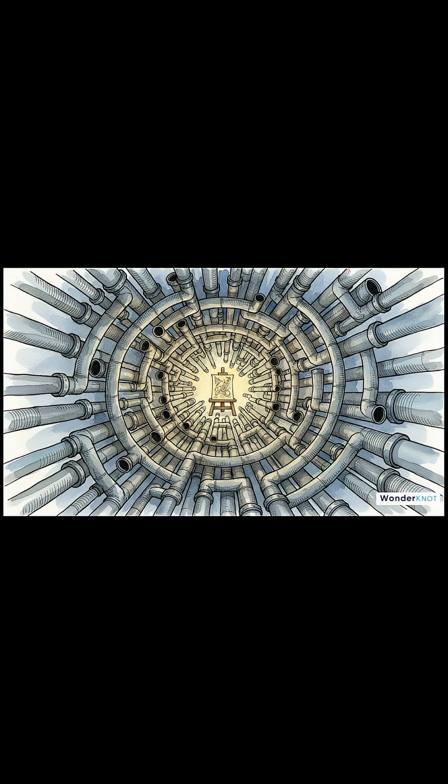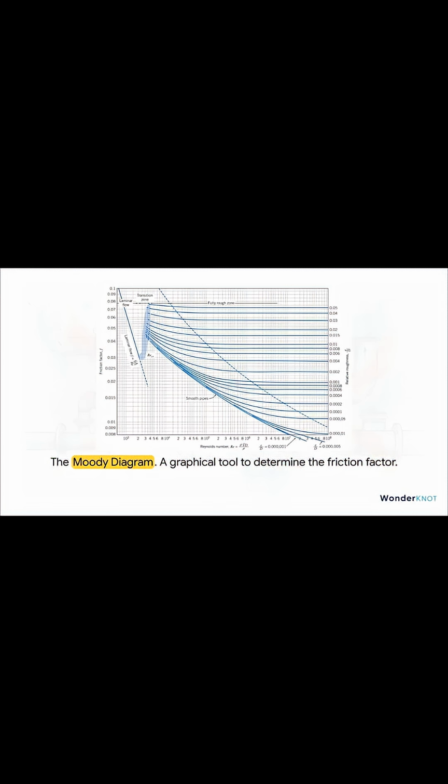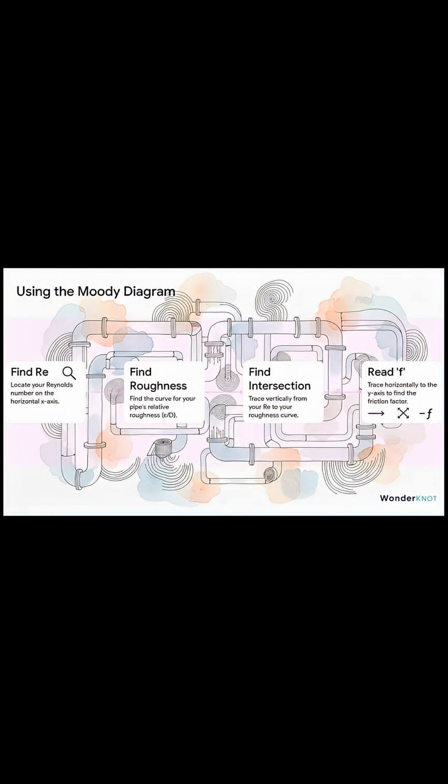So how do you find F when the flow is turbulent and the pipe is rough? Well, engineers have a master tool for this. And here it is. This is the Moody diagram, and it is the key to solving this entire complex problem. Okay, I know it looks a little intimidating, right? But it's really just a map. You just follow the numbers to find your F.